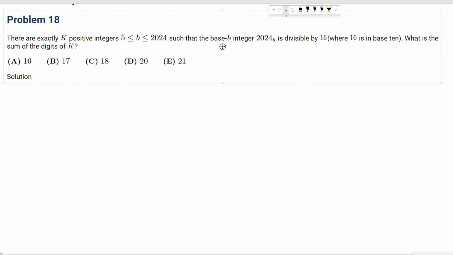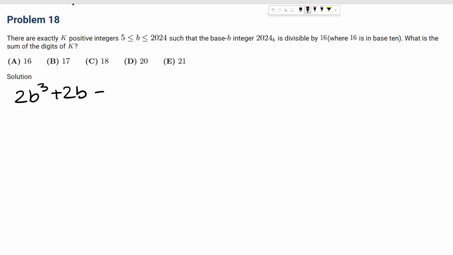Problem 18. There are exactly k positive integers b from 5 to 2024 such that the base b integer 2024 is divisible by 16. What is the sum of the digits of k? So the easiest thing we can do right now is just to convert 2024 base b into base 10. So that's going to be 2b cubed plus 2b plus 4. And we have to have this be divisible by 16. So that means that b cubed plus b plus 2 has to be divisible by 8.